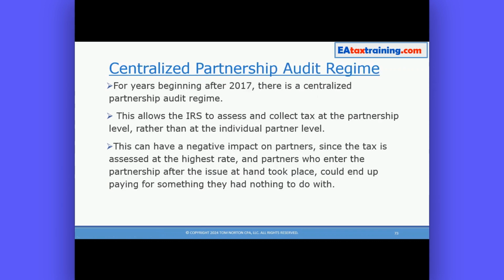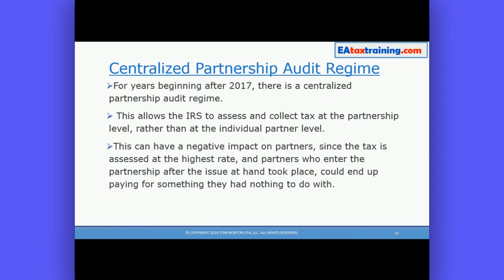Next, the centralized partnership audit regime. This started in 2018. What it does is it allows the IRS to assess and collect tax at the partnership level rather than at the individual partner level. This can have a negative impact on the partners since the tax that the IRS will assess is at the highest tax rate. And the partners who enter the partnership after the issue at hand took place could end up paying for something they had nothing to do with.